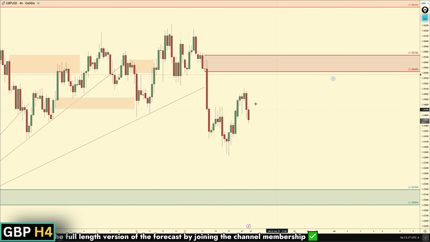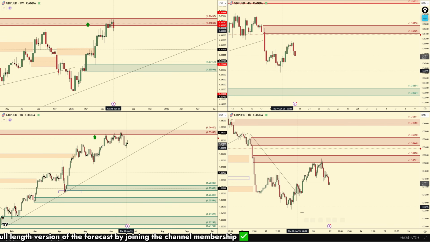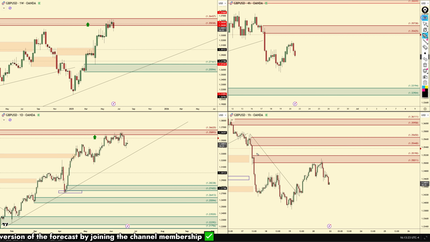So for now, we need to wait for these 4 hour supply zones to be contacted for the highest odds trading situation. We already got the 1 hour supply trade working out right now, and we need to monitor the daily trend on the GBPUSD.